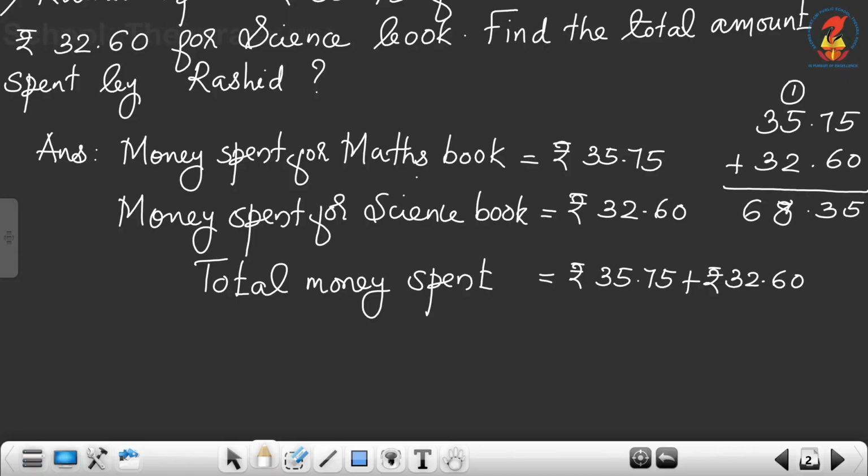So the answer is 68.35. So rupees 68.35. So the total money spent equal to rupees 68.35.